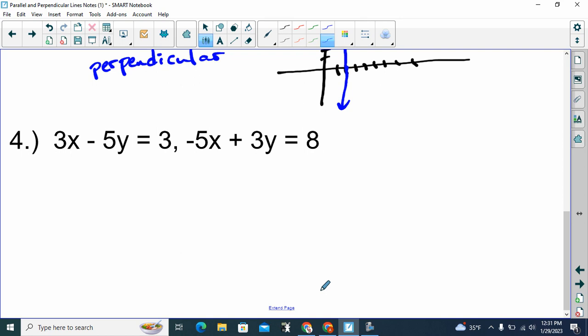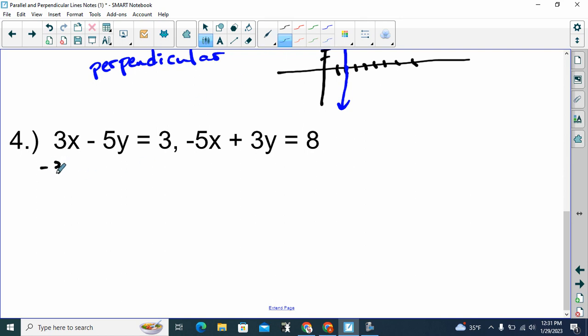Number 4, 3x minus 5y equals 3. And negative 5x plus 3y equals 8. Remember, we're comparing the slopes. This is not in slope-intercept form. It does not say y equals.